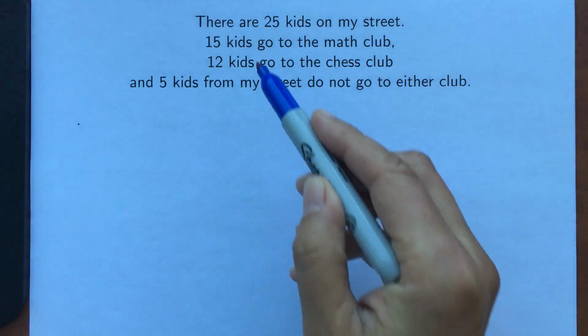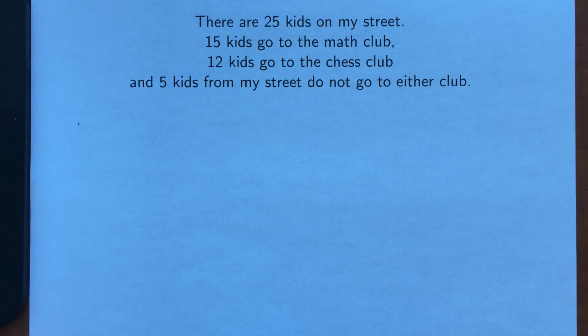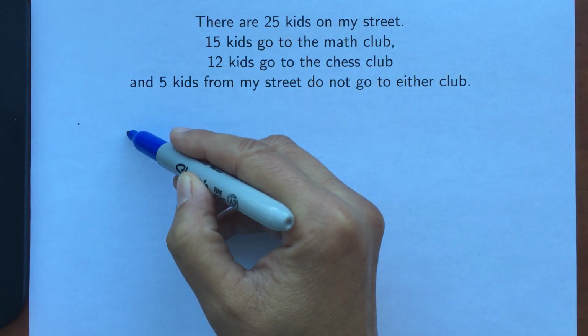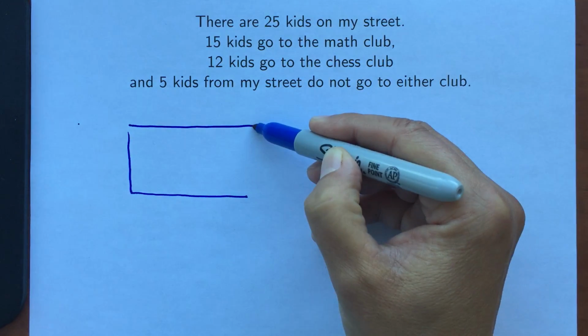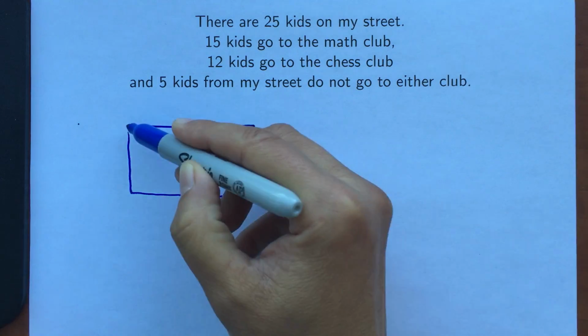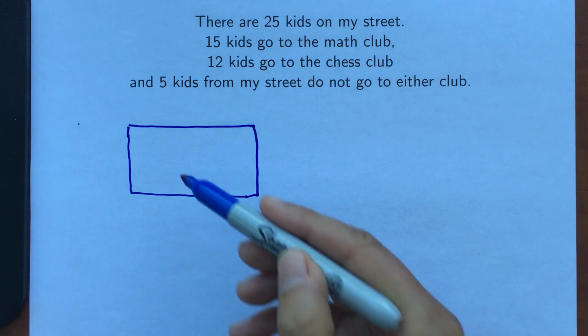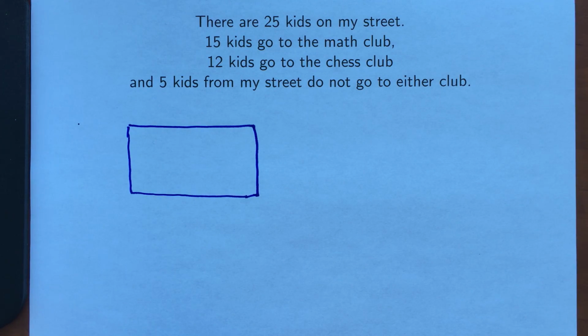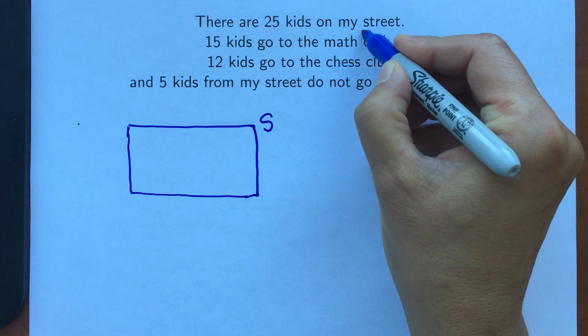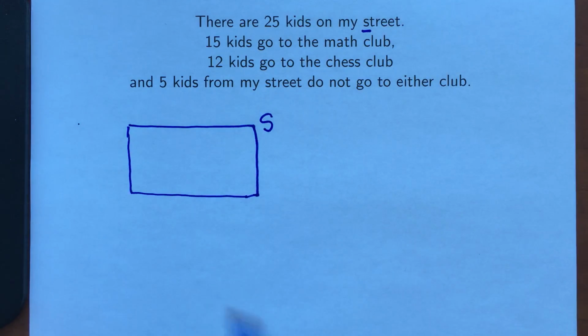Let's see. So the first information the problem gives us is that there's 25 kids on the street. How can we represent that? Well, one idea would be maybe to draw a nice rectangle, with the intention of saying that the 25 kids are going to be represented inside this rectangle. Let's call this rectangle S, from street.